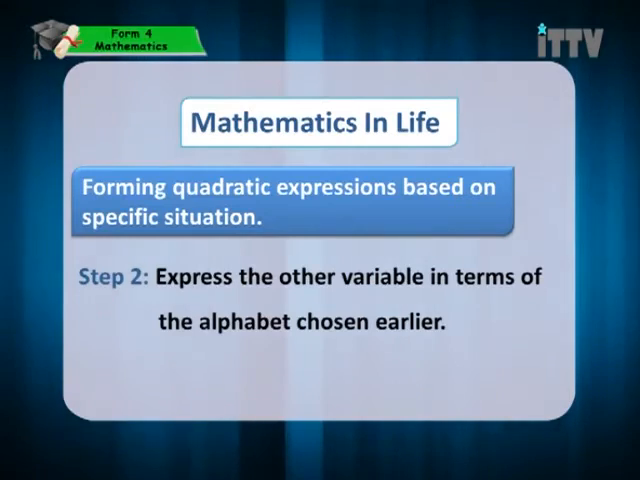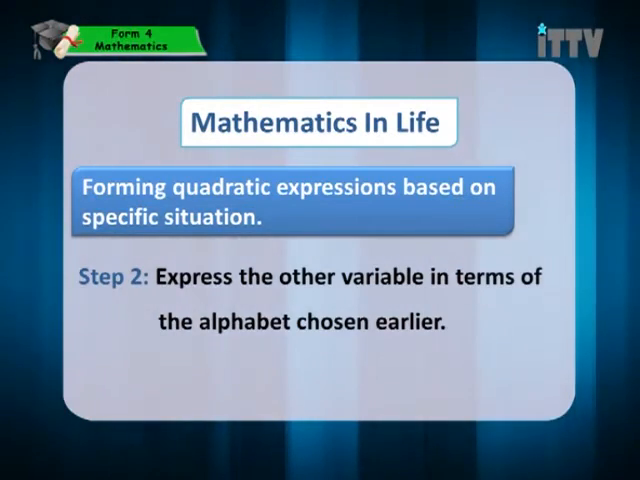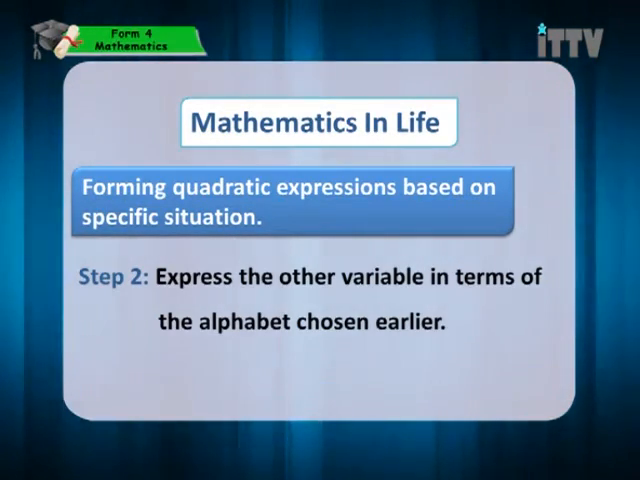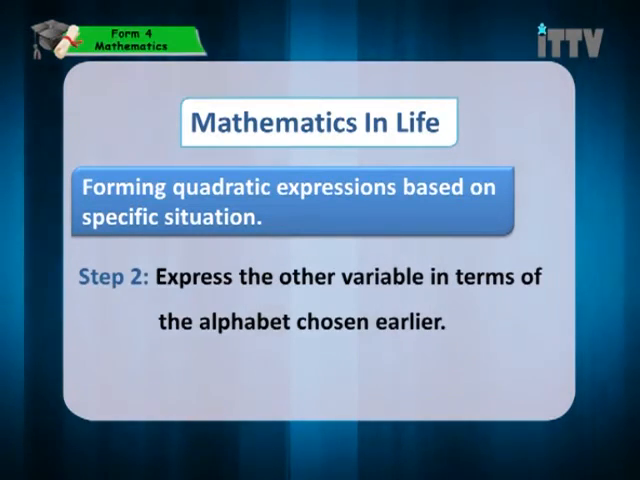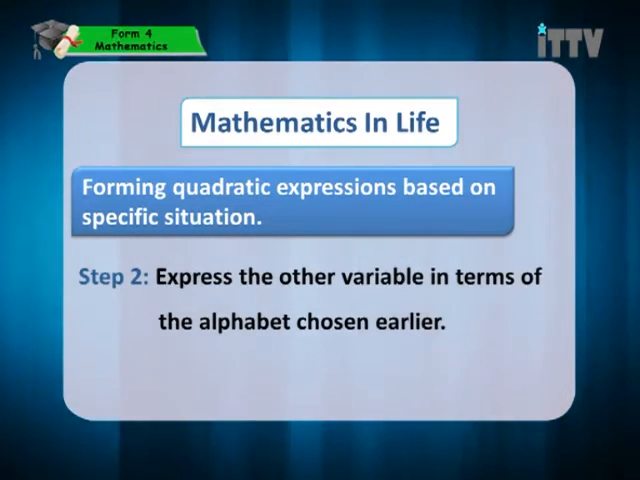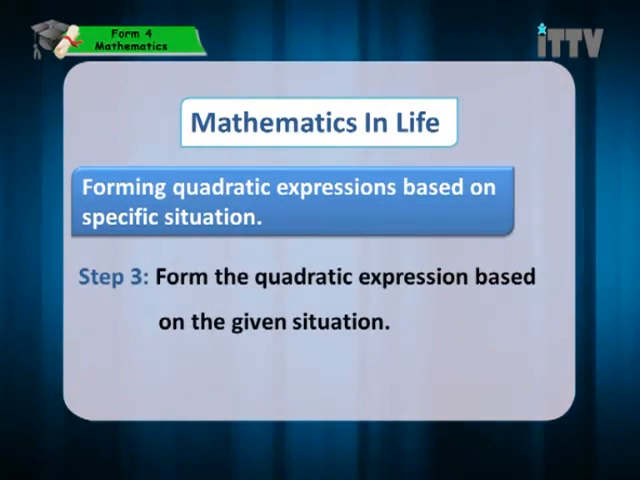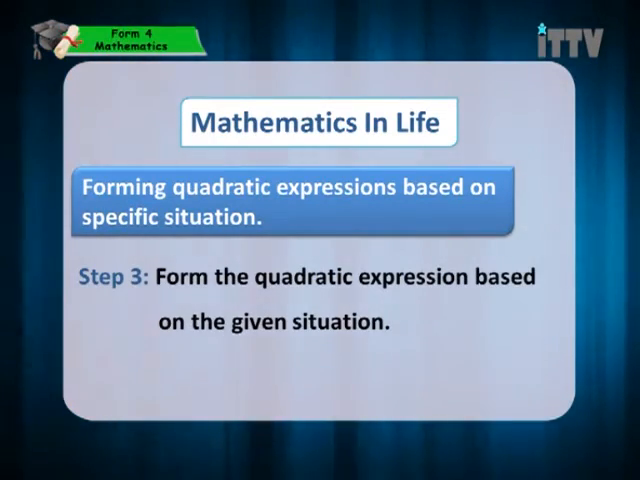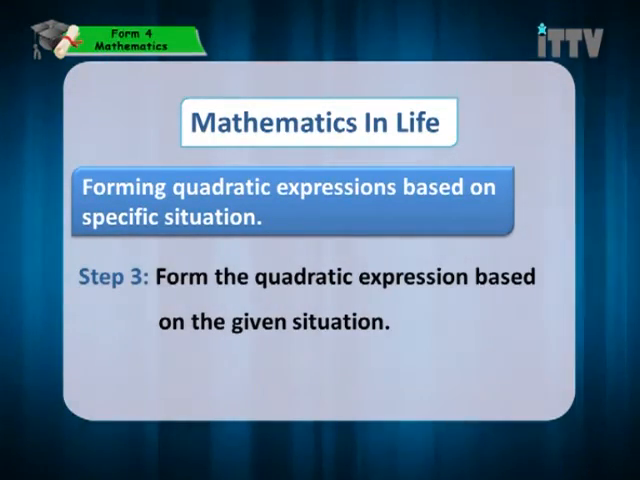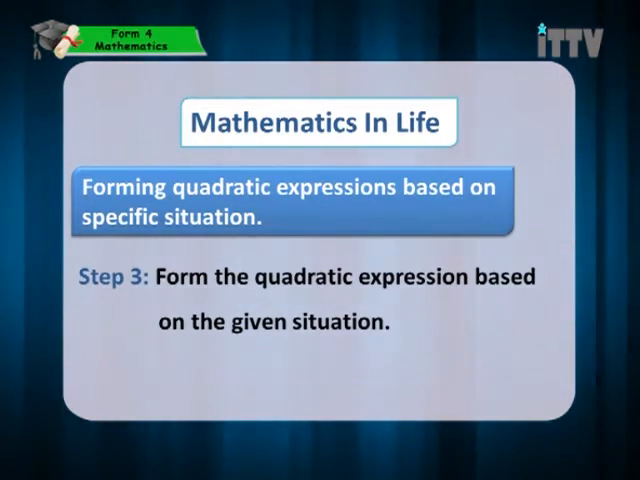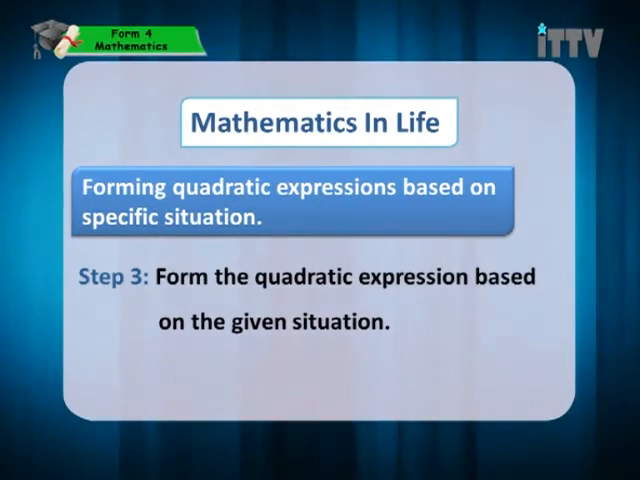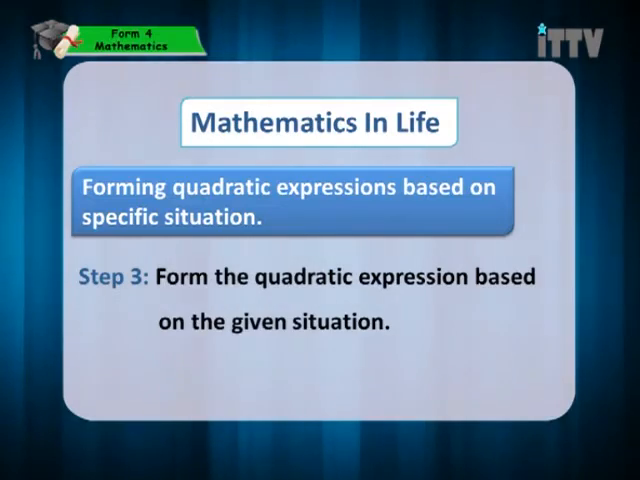And in step 2, express the other variable in terms of the alphabet chosen earlier. Alright, we'll come to that later. And step 3, form the quadratic expression based on the given situation. So you must be alert to see how you can form that quadratic expression.